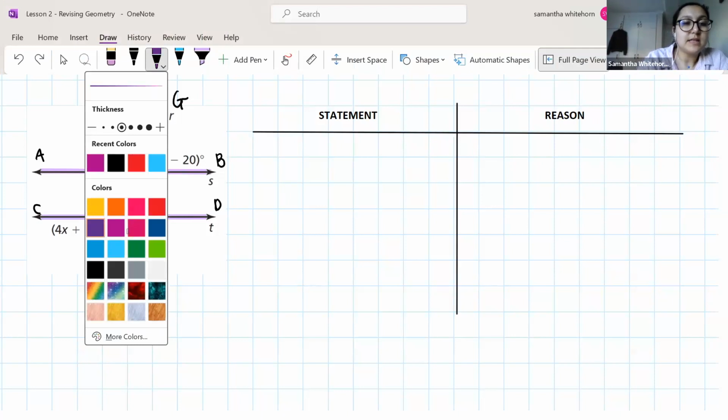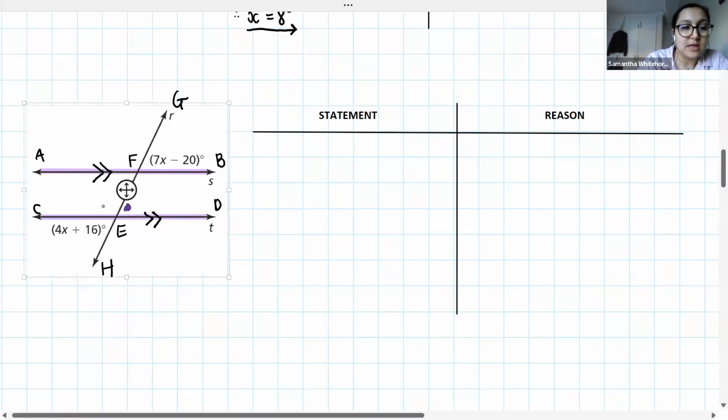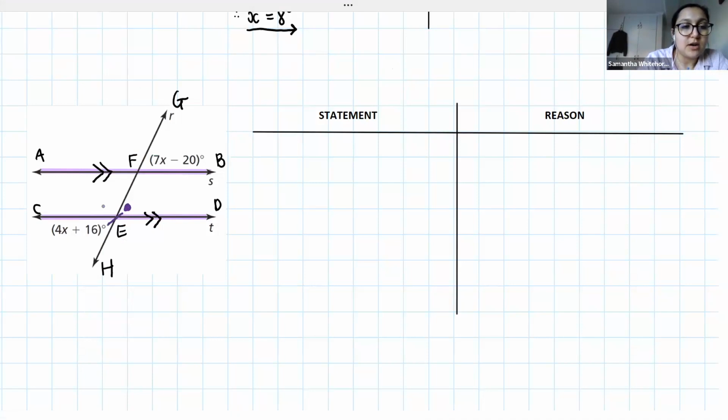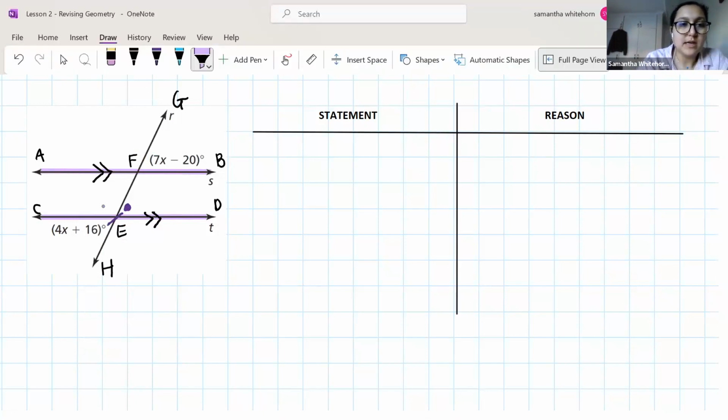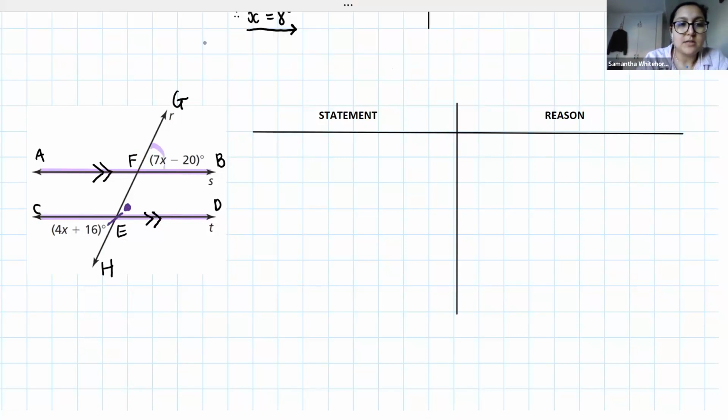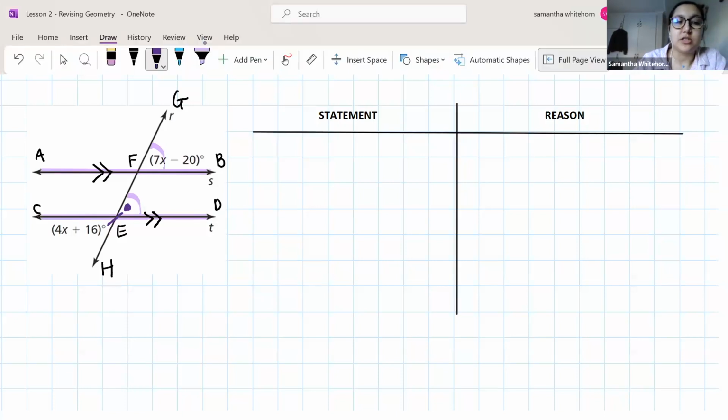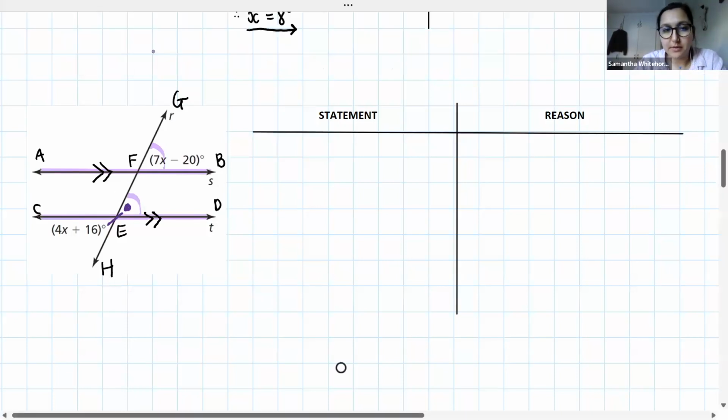was the fact that this angle FED is vertically opposite to the angle I was given of 4x plus 16. Now that's helpful to me because remember I just said that this angle 7x minus 20 corresponds to that angle there. So if I can get the angle FED, then I've got corresponding angles and I can work with that. Now remember, you have to write everything down in geometry. It's just a sad truth, you have to write everything down.